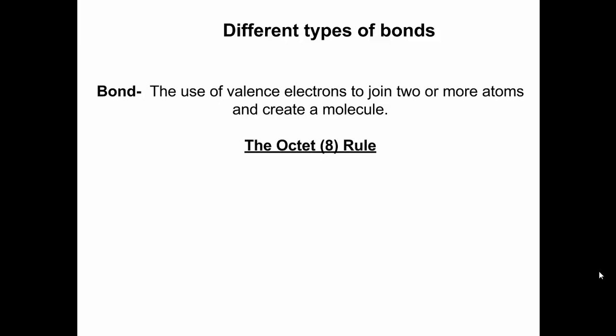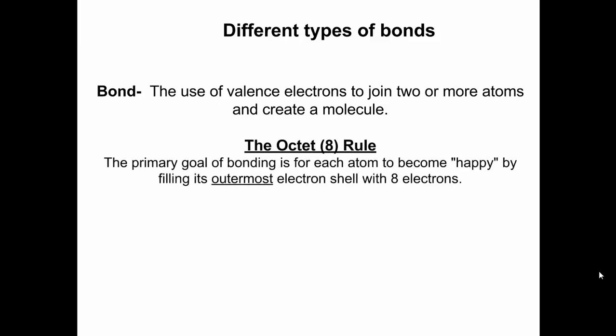We need to remember the octet rule, which is that the primary goal of bonding is for each atom to become happy by filling its outermost electron shell with 8 electrons. Unless you're talking about hydrogen or helium, which only have one electron shell, and so the most that they can hold is 2 electrons in that shell, but those are the exceptions to the octet rule.